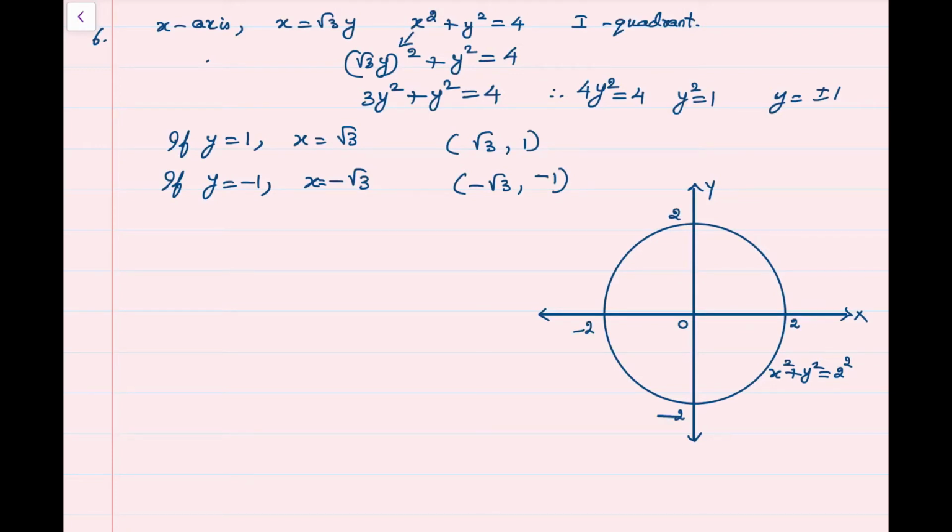And the y coordinate is easy to plot. The y coordinate is 1 and minus 1. The point of intersection will be on the circle. This is root 3 comma 1 and this is minus root 3 comma minus 1. Joining these 2 points, we get the x is equal to root 3 y line. It passes through the origin as there is no constant term in the linear equation.